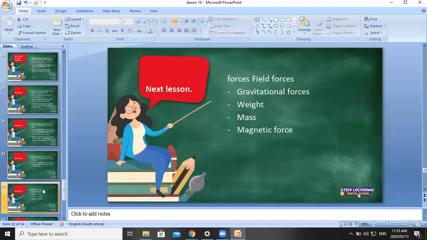So in our next lesson, we are going to focus on the following, grade 9: gravitational force, weight, mass, and magnetic force.